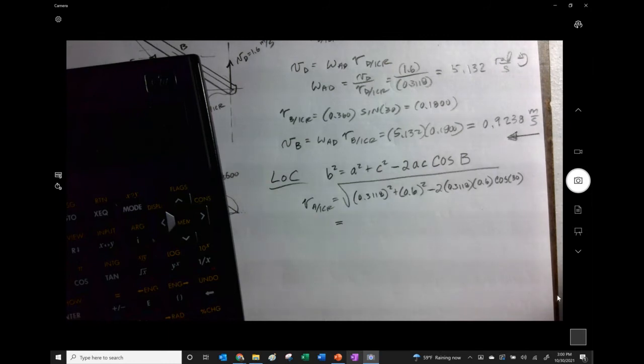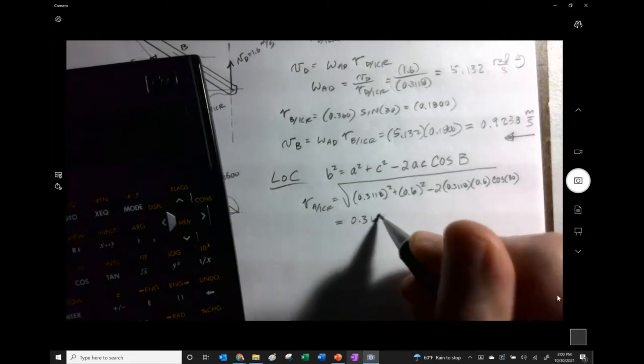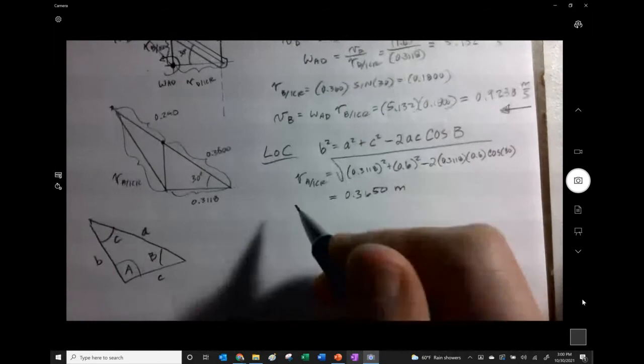0.3118 and 0.6 times 2 times cosine of 30, and then you subtract it. No, I think I screwed that up. 0.3118, I'm going to do it again. 0.6 squared and add them together. I get 0.457. Okay. And then 0.3118 times 0.6. Great. Times 2. Great. And then cosine 30 times. And then I subtract it. Yep. Oh, I did it right before. Square root it. And I get 0.3650 meters. And she got the same thing. So woohoo!